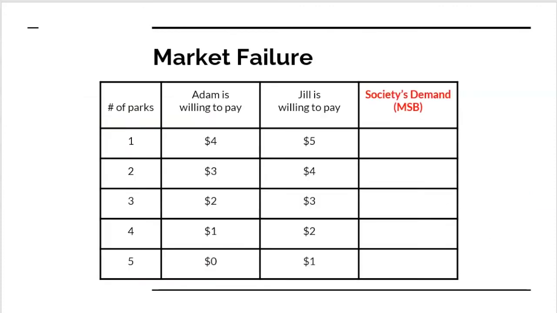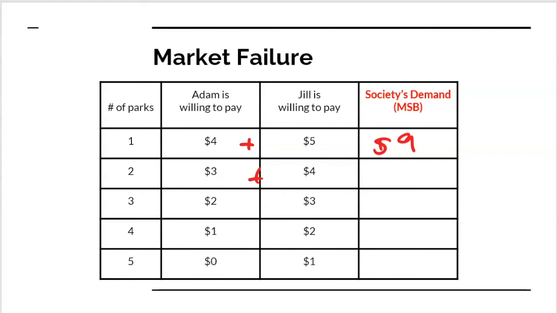And so how do we find the marginal social benefit? It's just like how we got to the market demand way back in Unit 2. The market demand is just all the individual demands added up together. Society's demand, or marginal social benefit, is just the marginal benefit of every single person in society added up together. In our scenario there are only 2 people, Adam and Jill. So for one park, the marginal social benefit is $9, the $4 Adam is willing to pay plus the $5 that Jill is willing to pay.